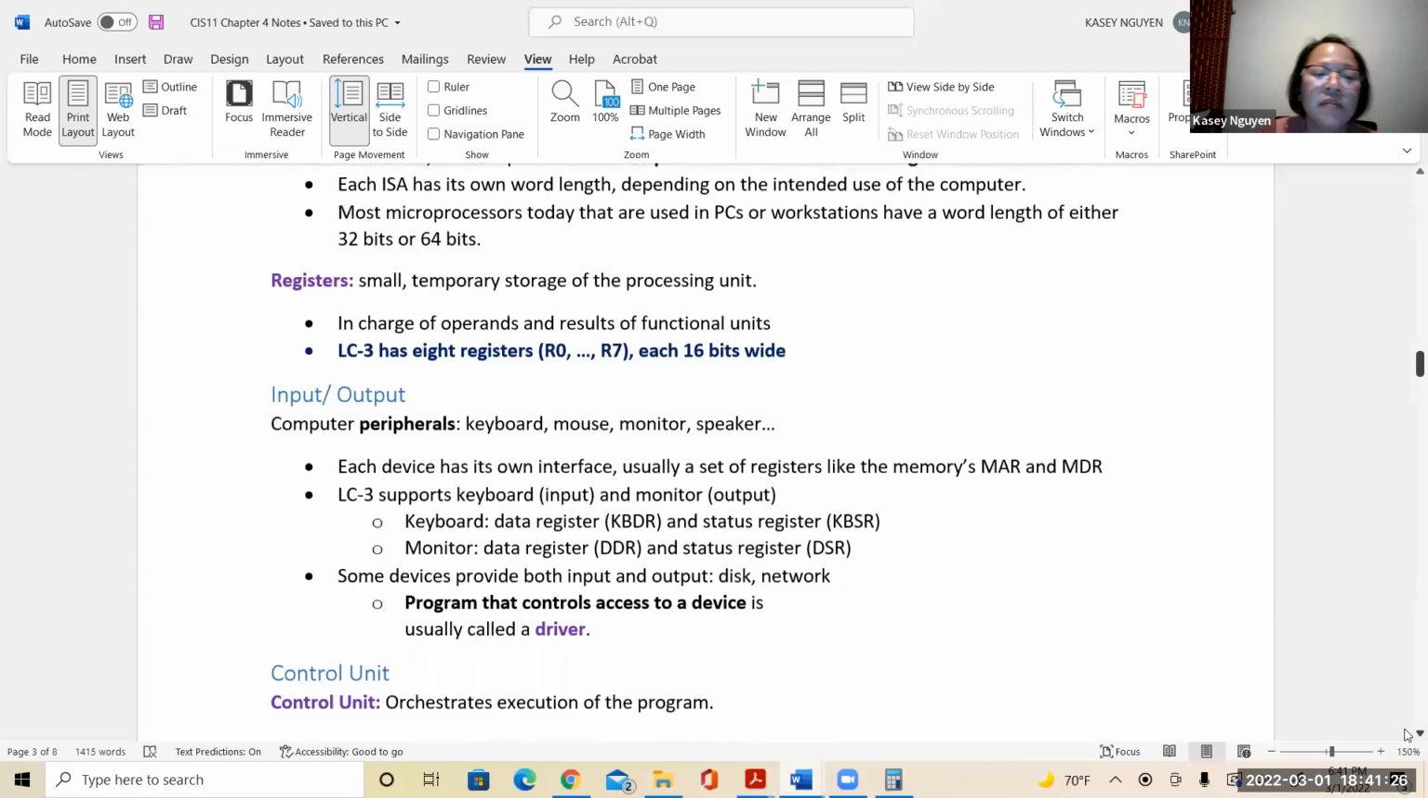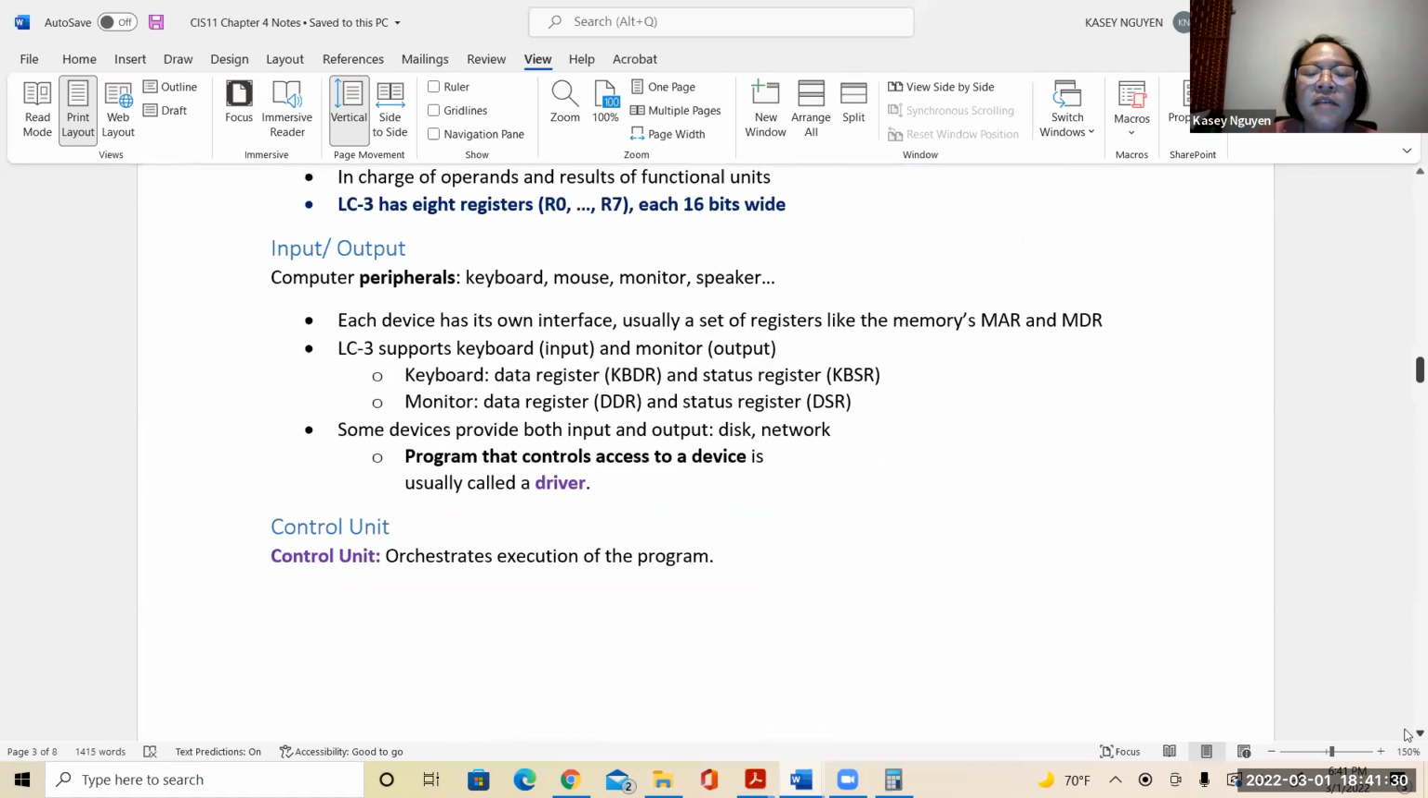In the next section on page 3, it talks about peripherals and it goes into keyboard, mouse, and monitor. We're going to come back to this toward the end of the semester, but I wanted to go over a little bit because we can talk about the data register on the keyboard and such. Each of the devices would have its own interface. That means it would contain a set of registers like MAR and MDR in your processor. Your keyboard is the supporting input device in LC3. That's how you're able to enter data, where your monitor would be the supporting output device in LC3.